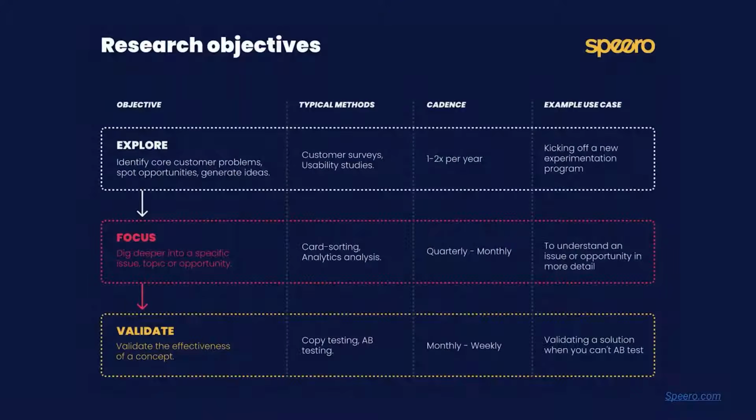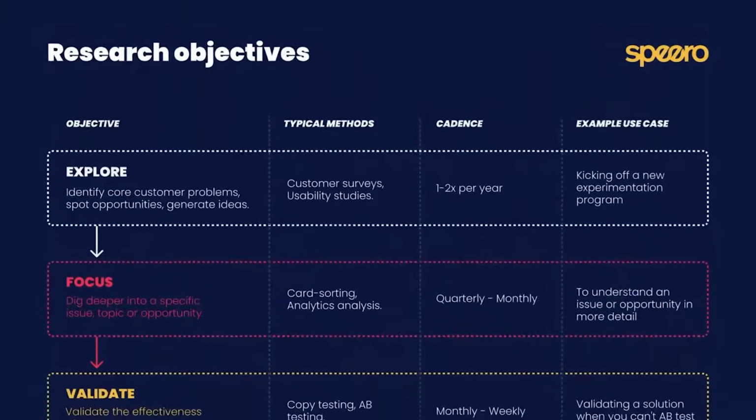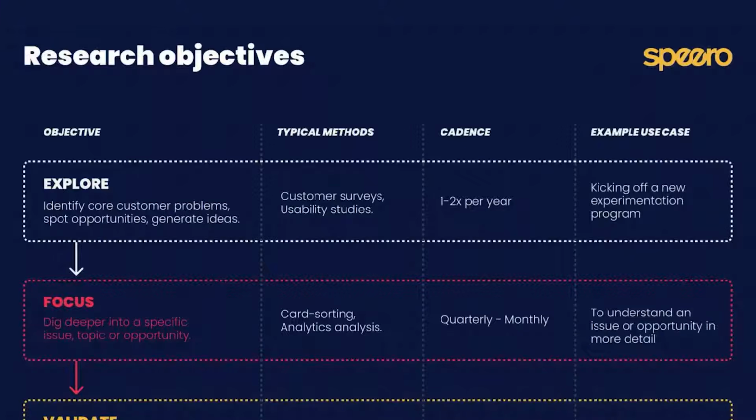Okay, so next up, we're going to talk about how to effectively incorporate user research into your experimentation program on an ongoing basis. So there are 3 different types of user research that should be conducted as part of any ongoing experimentation program. And this framework shows you those 3 different research objectives and different types. So firstly, we have explore or exploratory user research. The clue is in the name. This is about exploring, looking for new opportunities, identifying core customer problems, and generating new ideas. You may also hear this type of research being called generative user research.